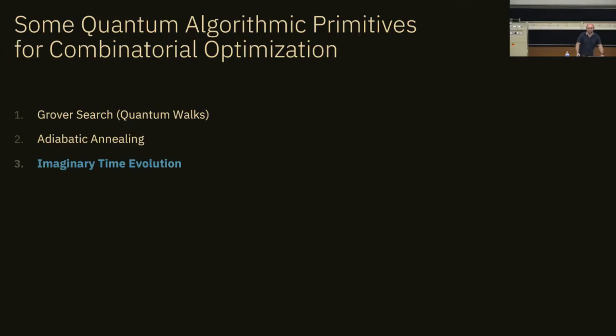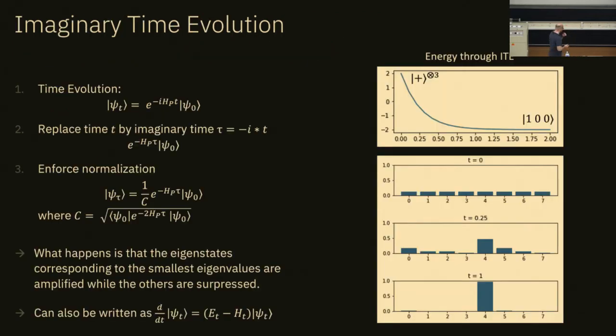All right, let's move on. So the third algorithmic primitive I want to talk about is imaginary time evolution, and the idea here is that, I mean, this would be real time evolution of the problem Hamiltonian, and if you now replace the time by this imaginary time, then you get to this operator. And since we want a quantum state, we enforce normalization, so we just divide by the norm.